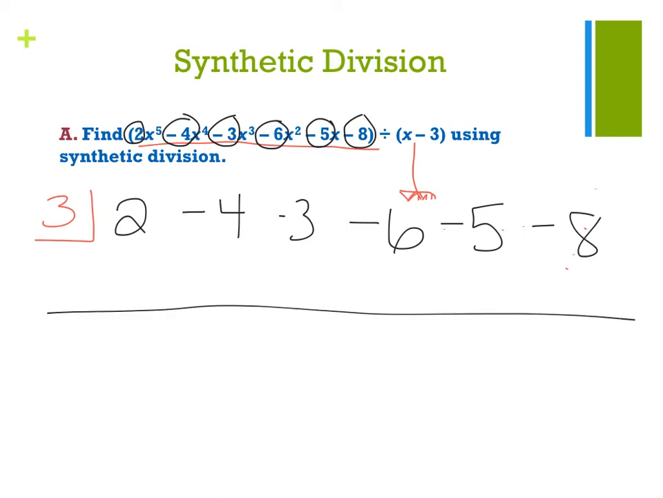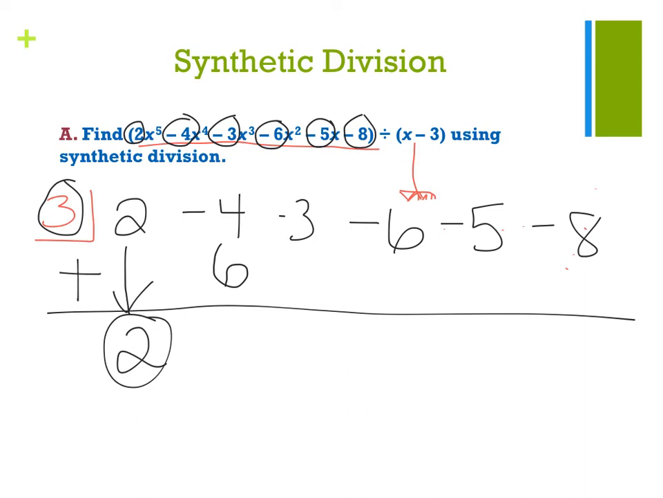And I'm going to carry out my synthetic division, first of all, by carrying down the first number. The first number is always carried down. So we're going to carry down the 2. And then I take that number and multiply it by my divisor, which is 3. So 2 times 3 gives me 6. I record that 6 underneath the next number. And another difference between synthetic and polynomial long division is that we add the columns rather than subtract. So I have 6 plus negative 4, which is 2.